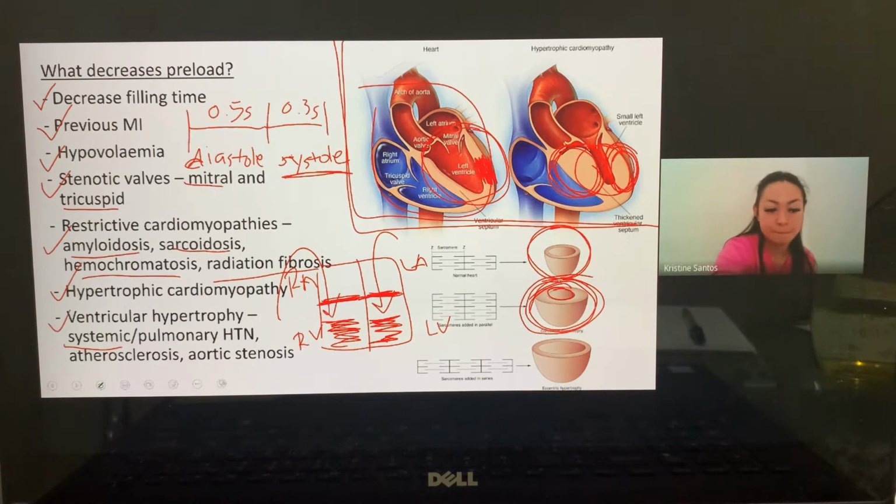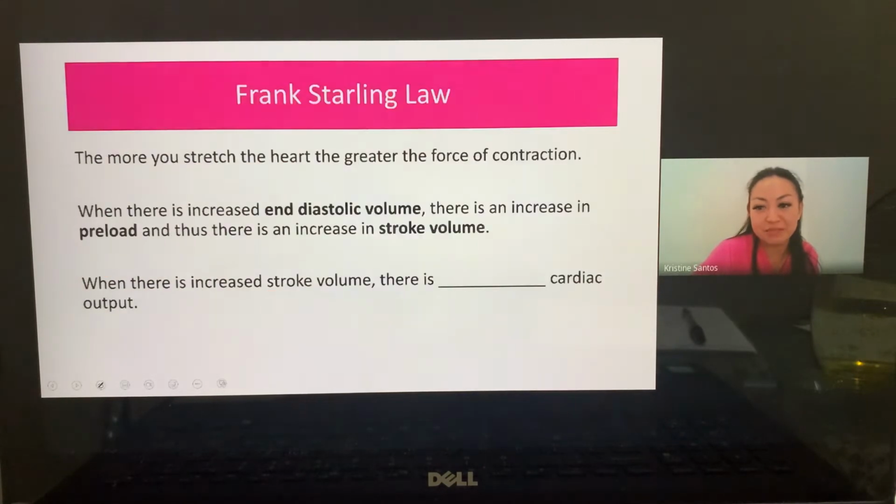Okay? So do you guys get this slide? Any questions before we move on to the next one? Guys? Okay. I hope this is clear, what decreases preload.